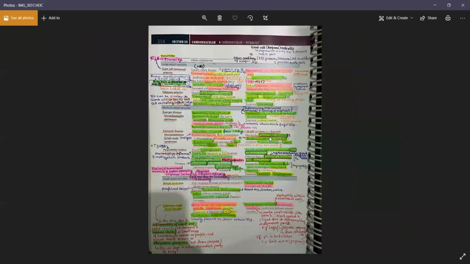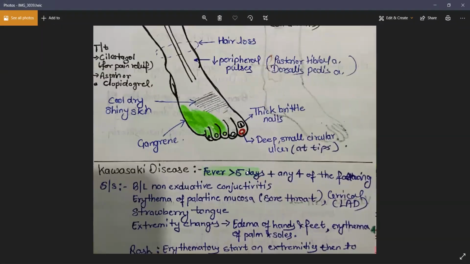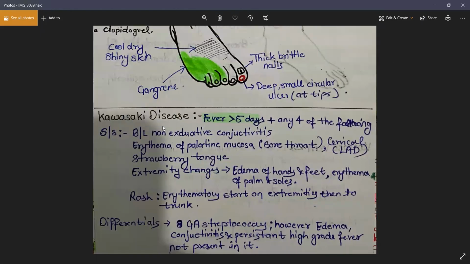Now, along with the fever, the patient generally has 4 of the following symptoms. Bilateral non-exudative conjunctivitis, because I told you these are medium vessel inflammations, and they supply the organs, so multiple organs are affected. In the eye, you will have non-exudative conjunctivitis. You will have a sore throat, just like pharyngitis. On oral examination, you can see redness of the palatine mucosa. You will have cervical lymphadenopathy, and that strawberry tongue.